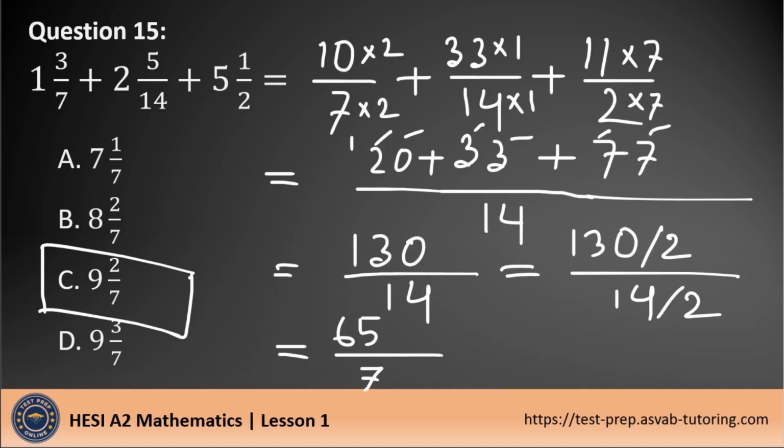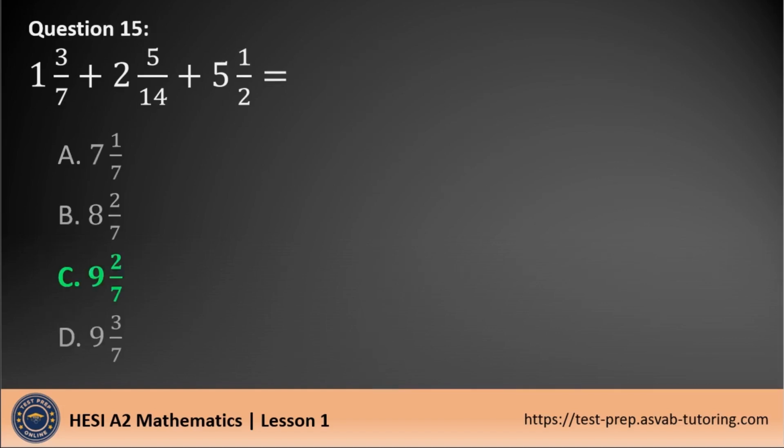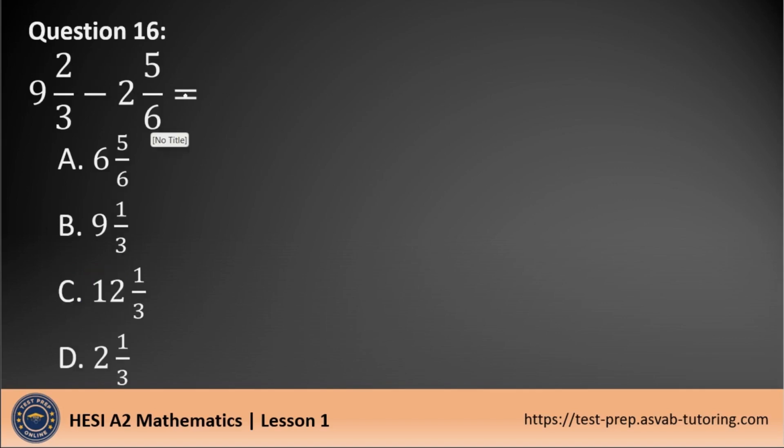Let's check the answer for question number 15. Here the answer is C. Let's come to another question. Question number 16 is here, and first we will convert the number. Here 9 times 3 equals 27, plus 2 equals 29. So it's 29 divided by 3, minus 6 times 2 equals 12, plus 5 equals 17 divided by 6.